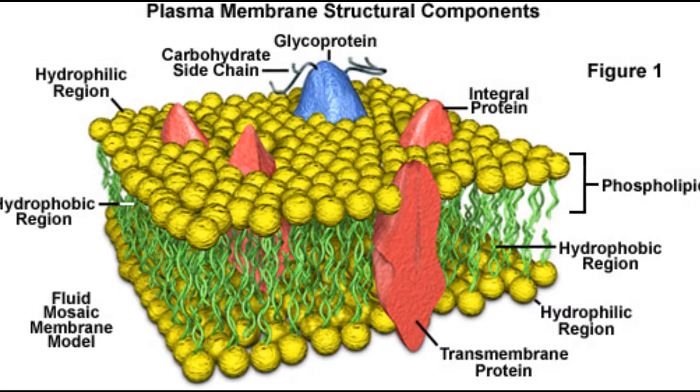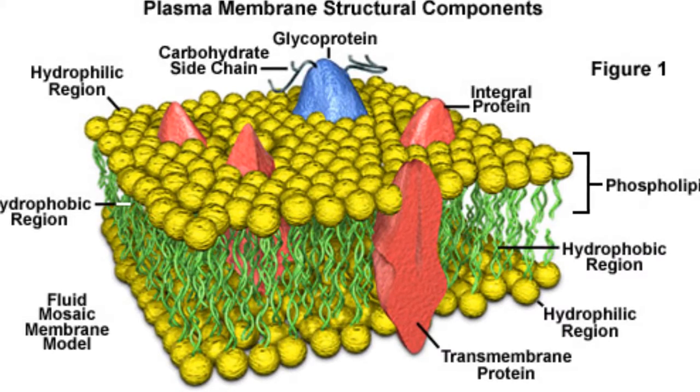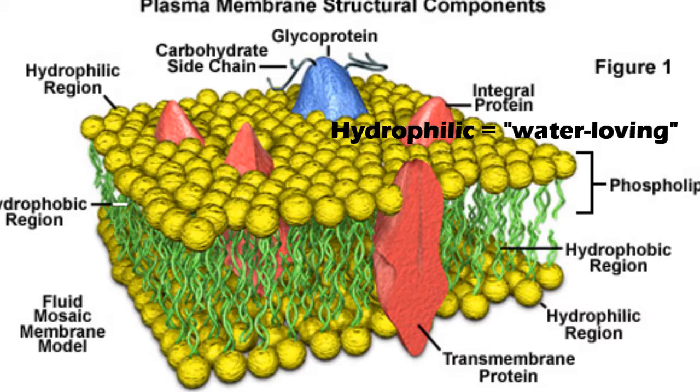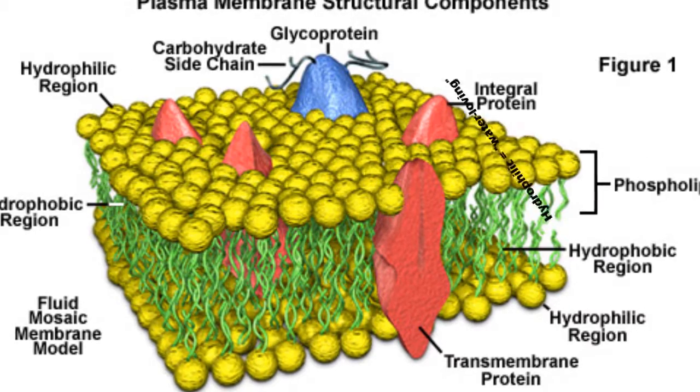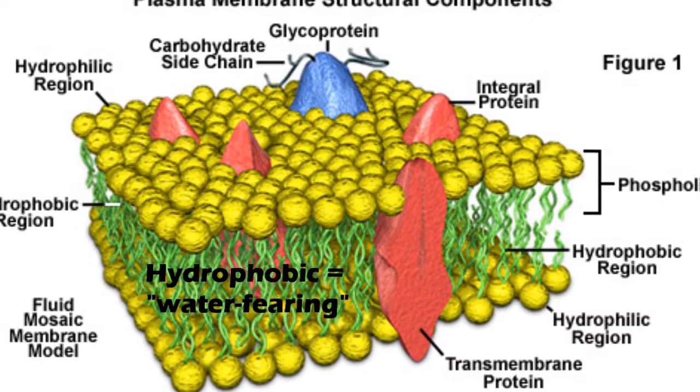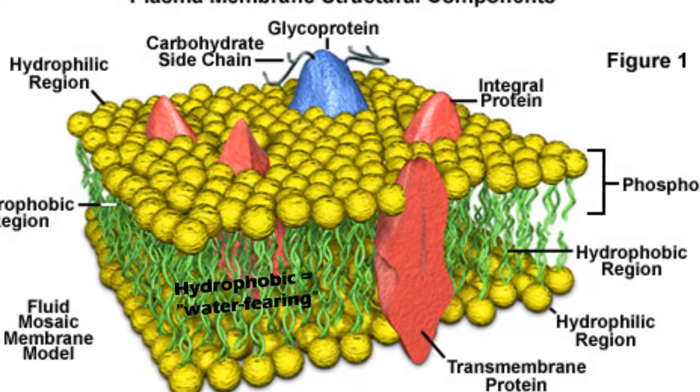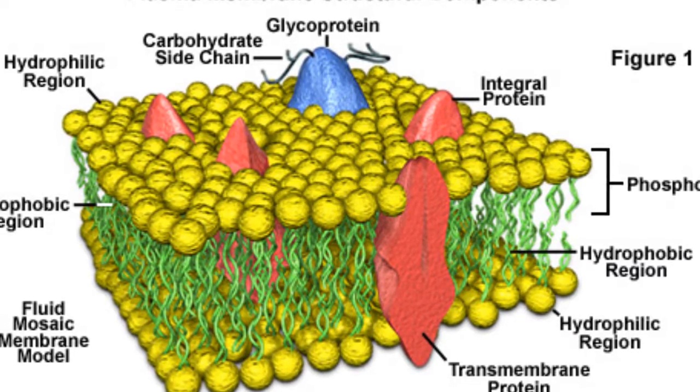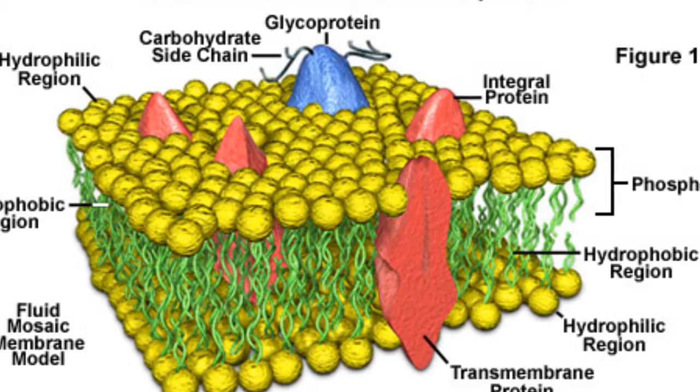Let's take a look at the cell membrane. The yellow spheres are the hydrophilic heads. There's two layers of them, and in the middle are the green hydrophobic tails. You'll also see here proteins embedded in the membrane. Those allow larger substances to pass into or out of the cell.